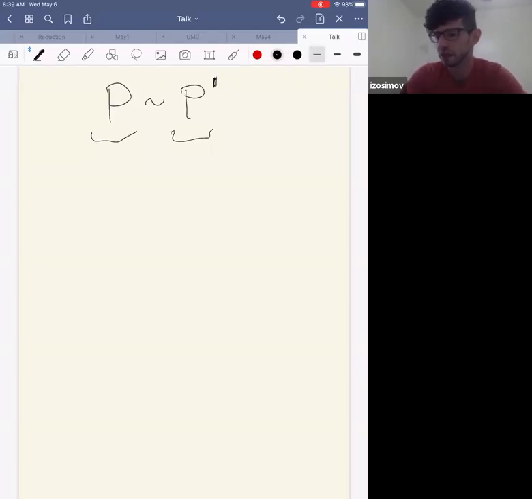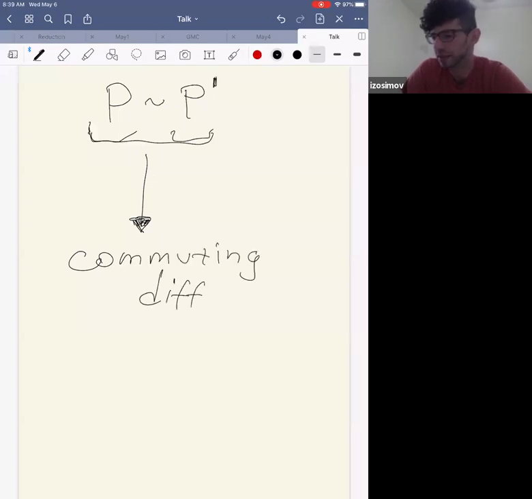The first step in this is that I show that given this data, given this polygon P and a polygon P prime that is formed by the diagonals and is projectively equivalent to P, in this setting it allows us to construct certain commuting difference operators. So it's a rather classical setting related to integrable systems.